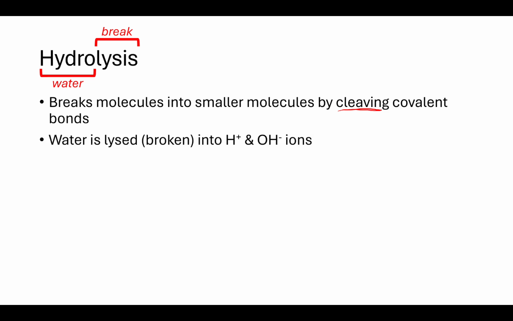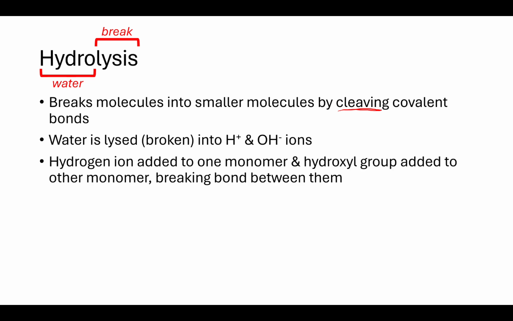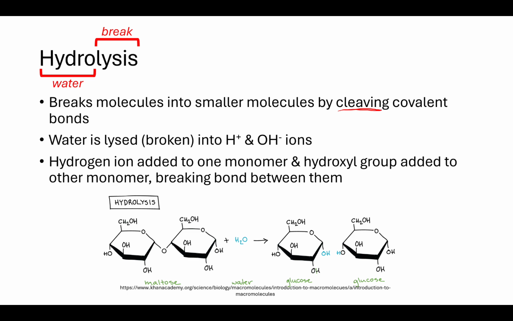So water is lysed or broken into a hydrogen ion and a hydroxide ion. Then that hydrogen ion is stuck onto one monomer, and the hydroxyl group or hydroxide ion is added to the other monomer, and that breaks the bond between them. And if you're like, I don't know what you're talking about, here's a nice handy dandy diagram. So you start out with a polymer. In this case, it's two carbohydrate monomers joined together, and some water. That water is split into an OH and an H, and those two groups are basically used to cleave this bond or break this bond.